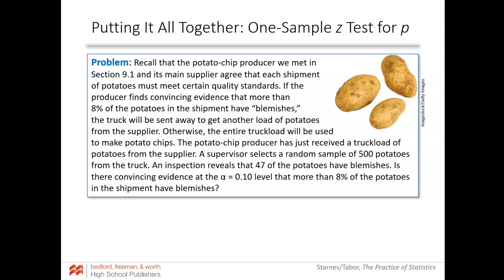A supervisor selects a random sample, so ding, there's random, of 500 potatoes from the truck. An inspection reveals that 47 of the potatoes have blemishes. Is there convincing evidence at the 10% significance level that more than 8% of the potatoes in the shipment have blemishes? So remember your 4 steps here.